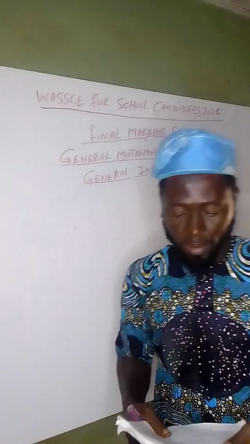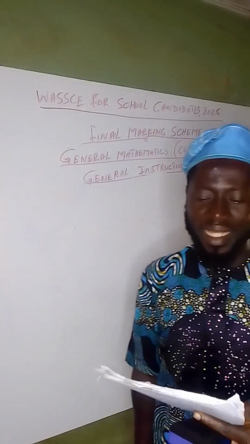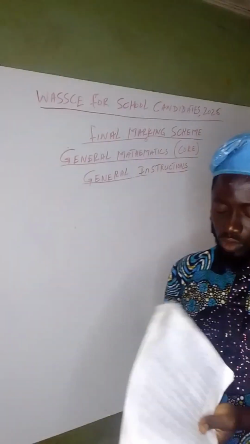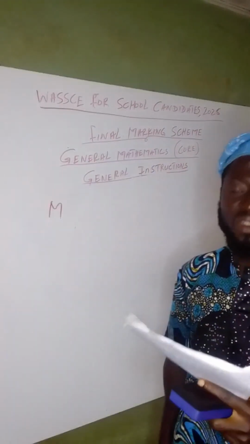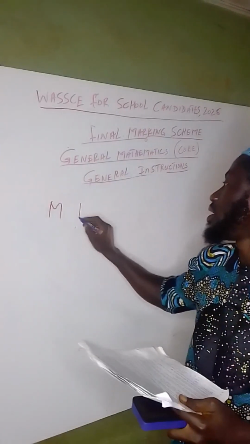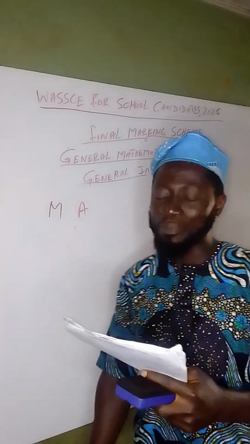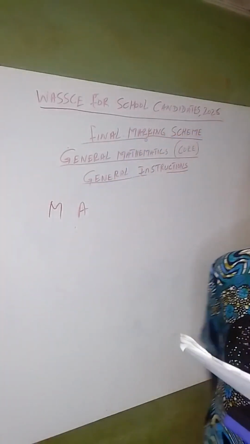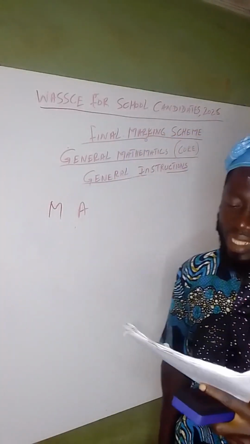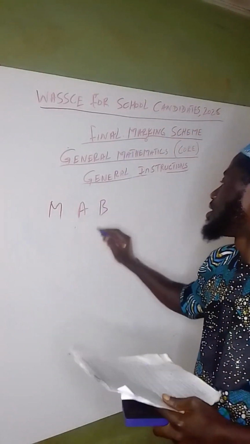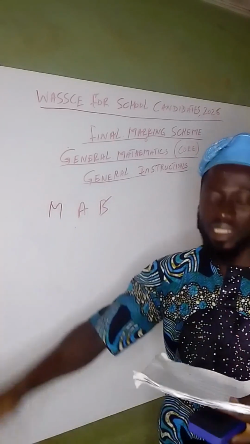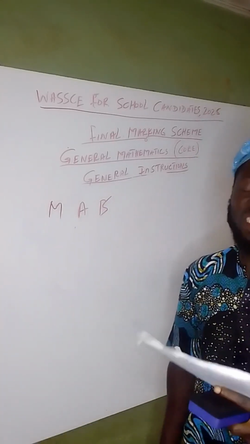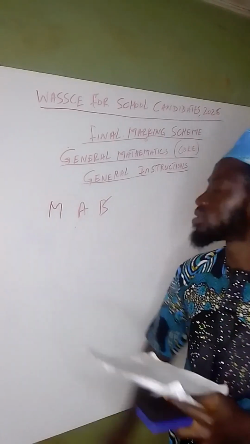Instruction 1. Marks are subdivided into method marks, M. Accuracy marks, A. And an independent accuracy mark not preceded by an M mark, known as B. This B is known as what? Independent accuracy marks not preceded by this method. It's known as B.